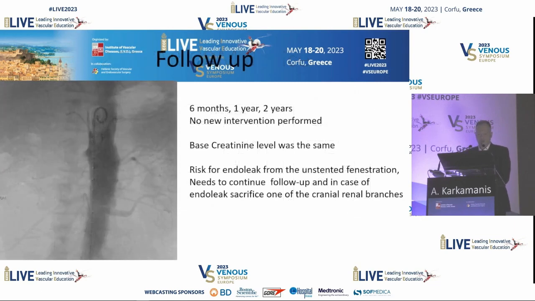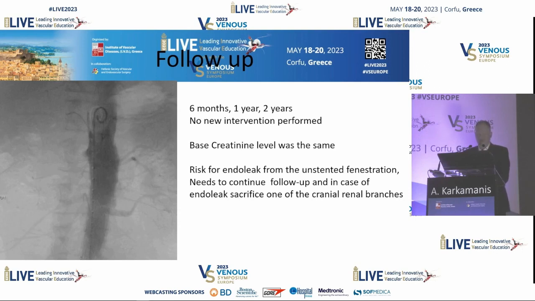This is the angio. We have a follow-up of up to 2 years, 2.5 now. No new intervention was performed. The baseline creatinine is the same. There is, of course, a significant risk for endoleak due to the unstented fenestration, so we monitor the patient frequently in case we need to sacrifice one of the cranial renal branches.